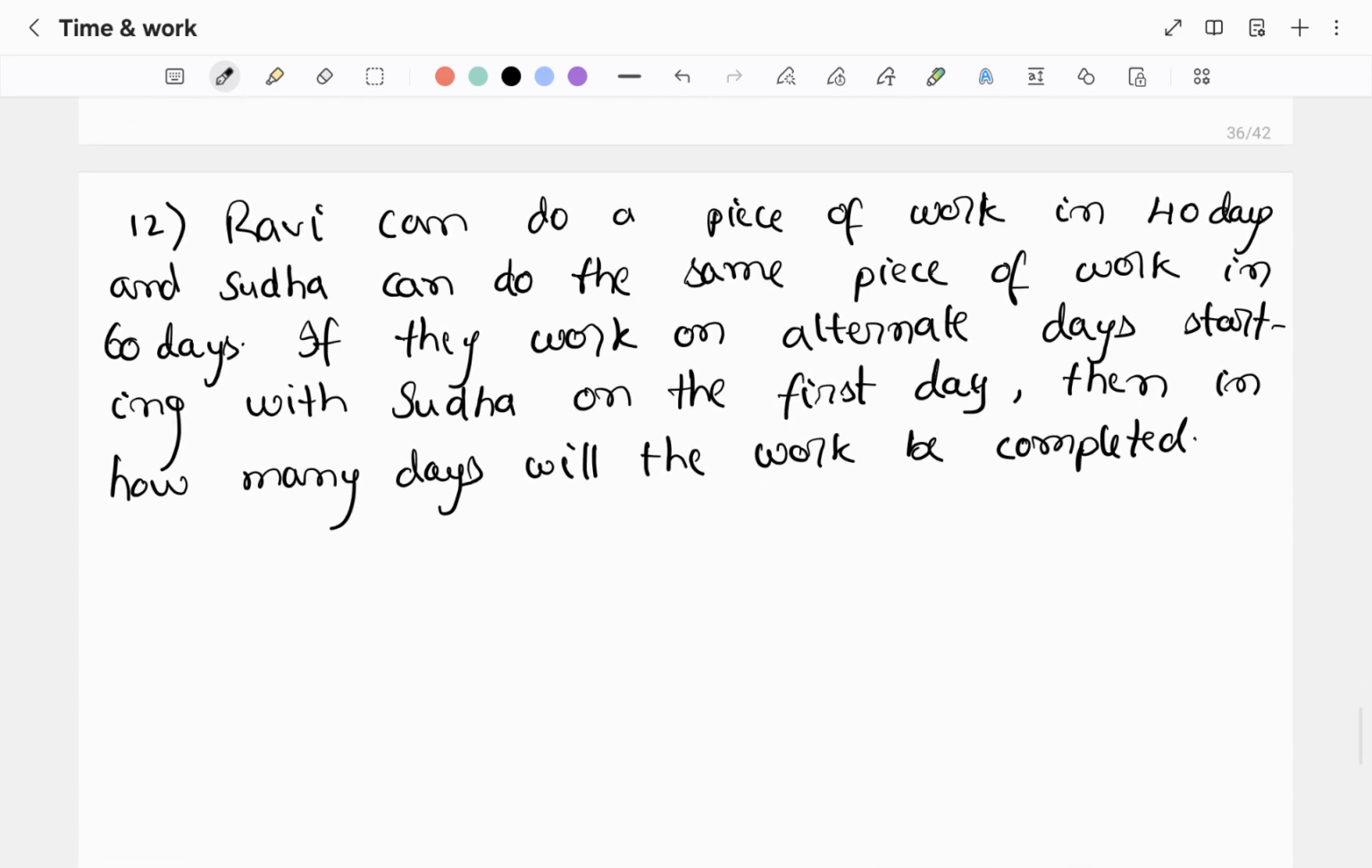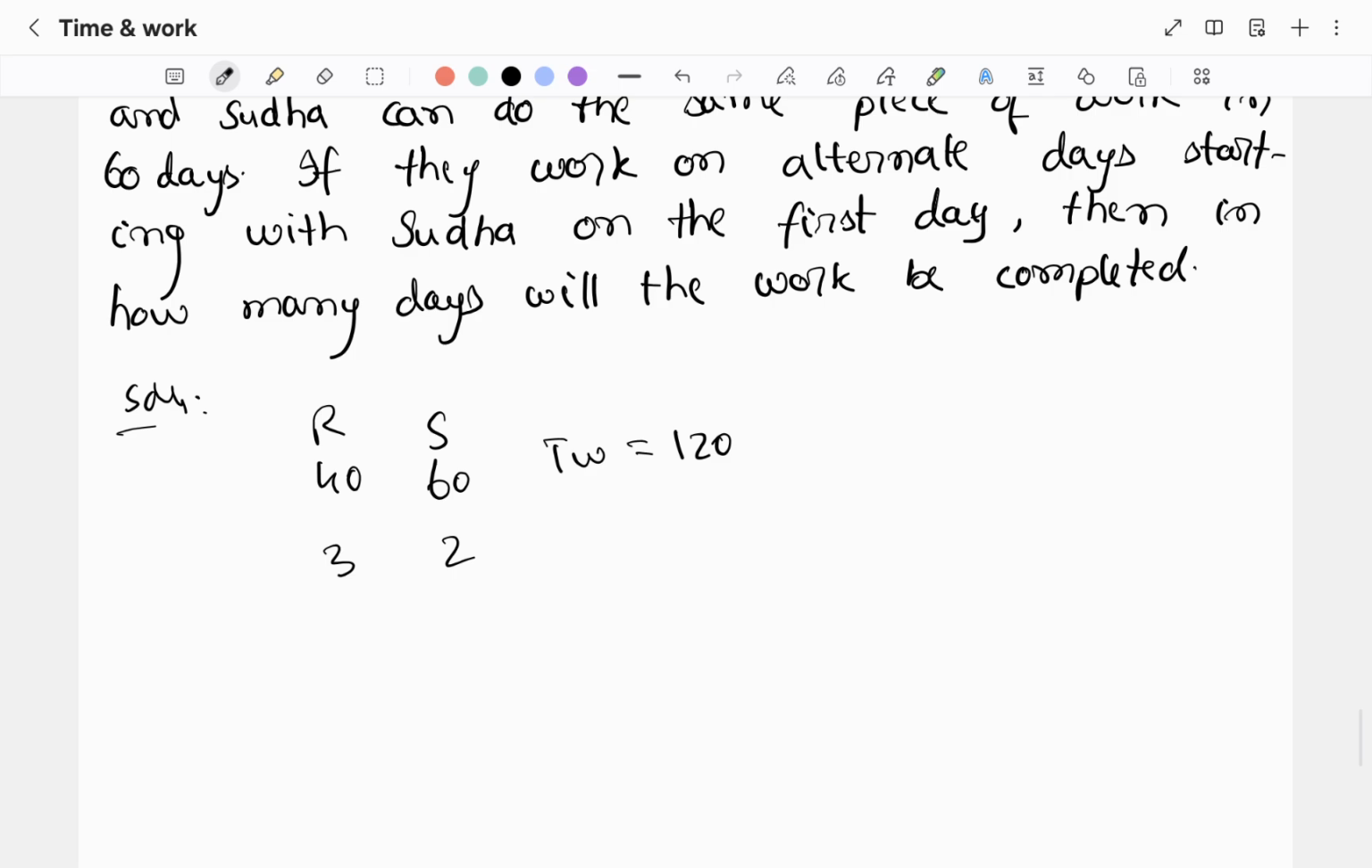Now, Ravi can do a piece of work in 40 days and Sudha can do the same work in 60 days. If they work on alternate days, starting with Sudha on the first day, then in how many days will the work be completed? So, Ravi 40 and Sudha 60. Total work, LCM is 120. 3 and 2. Now they are saying if they work on alternate days, starting with Sudha on the first day, then in how many days?